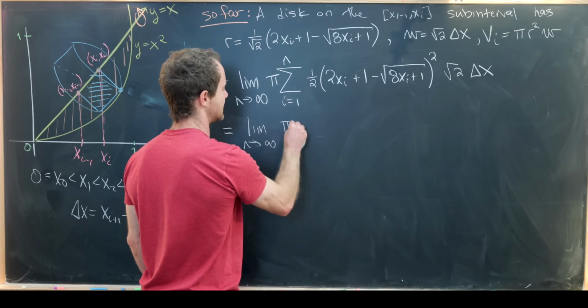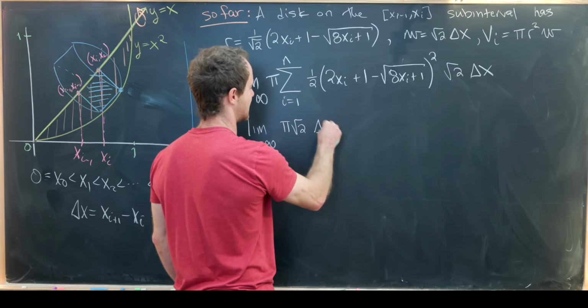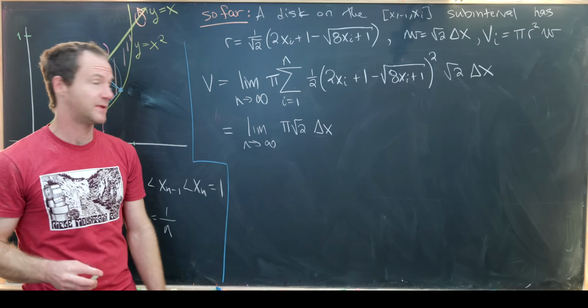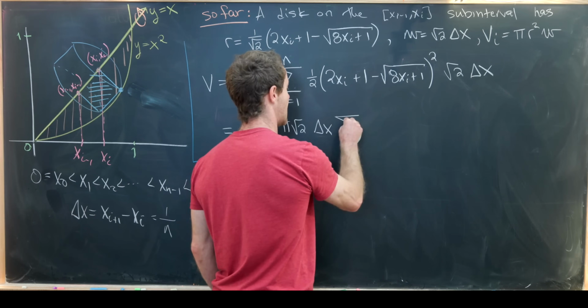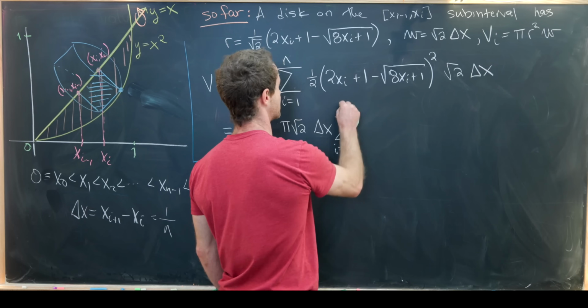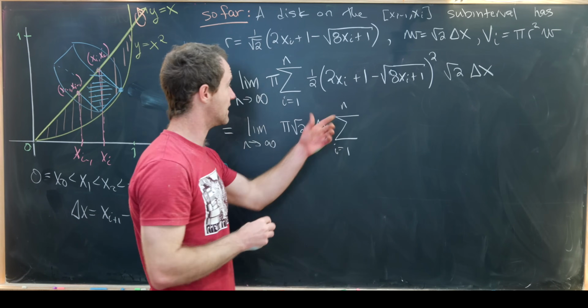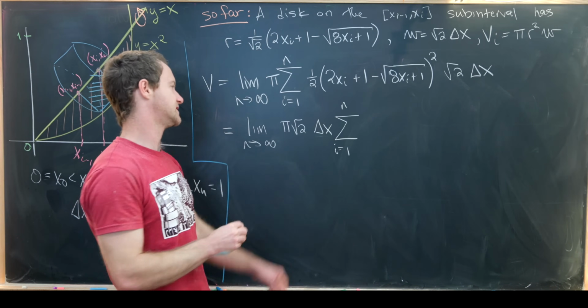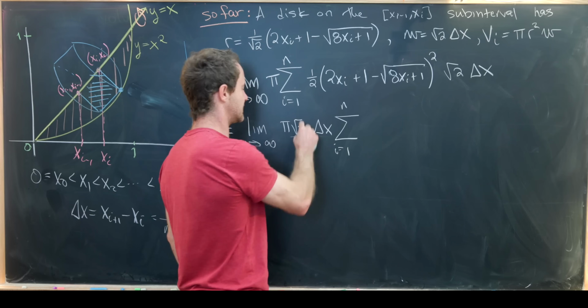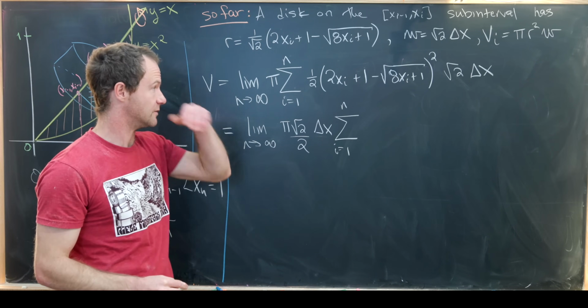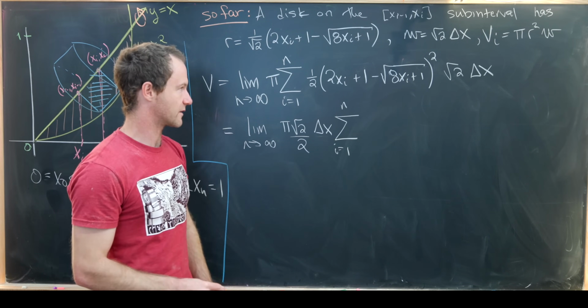We have pi times the square root of 2 times delta x. None of those depend on i. And then we'll have the sum as i goes from 1 up to n of this thing squared. Oh, I can also take this 2 out, so that's going to be root 2 over 2. So let's see what we get when we square this.